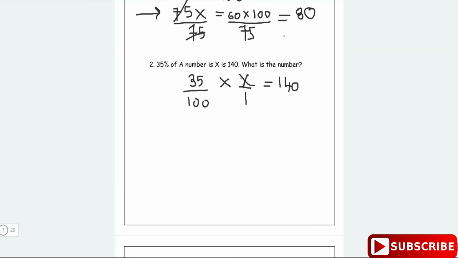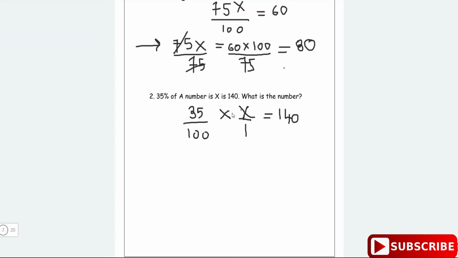So we are going to multiply across the numerators. 35 times X is 35X. 100 times 1, it's being divided then by 100. And this is of course equal to 140. So to make X the subject, we cross multiply to get that 35X is equal to 140 multiplied by 100.